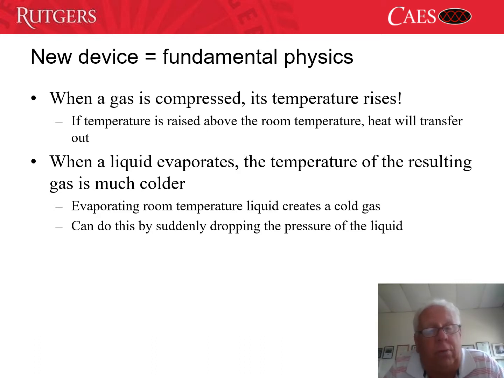So evaporating room temperature liquid creates a cold gas, and we generally do this by suddenly dropping the pressure of the liquid. That's it. If we have that physics, we can make all of the chillers that are made today.